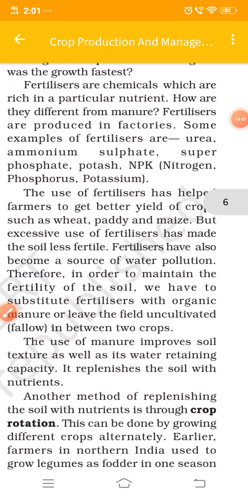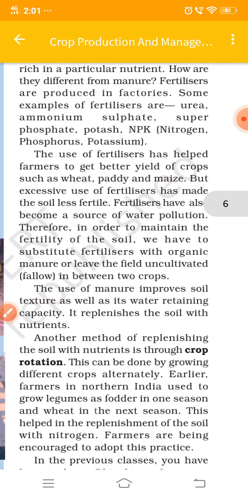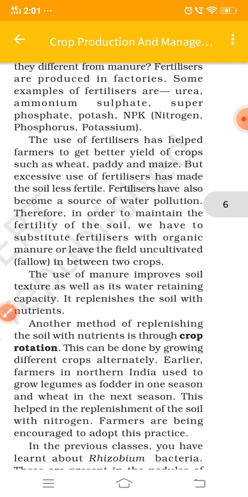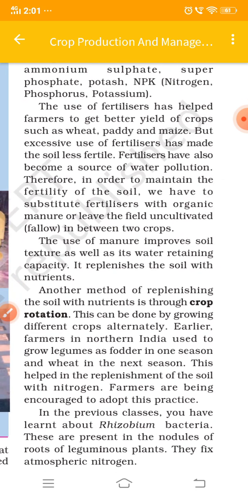The use of fertilizers has helped farmers to get better yield of crops such as wheat, paddy, and maize. But excessive use of fertilizers has made the soil less fertile. Fertilizers have also become a source of water pollution. Yeah, because, as they are artificial, they contain chemical toxic substances which affect the soil, but there are also advantages and disadvantages. Now they create water pollution. They may make the water toxic, which is not useful for us.